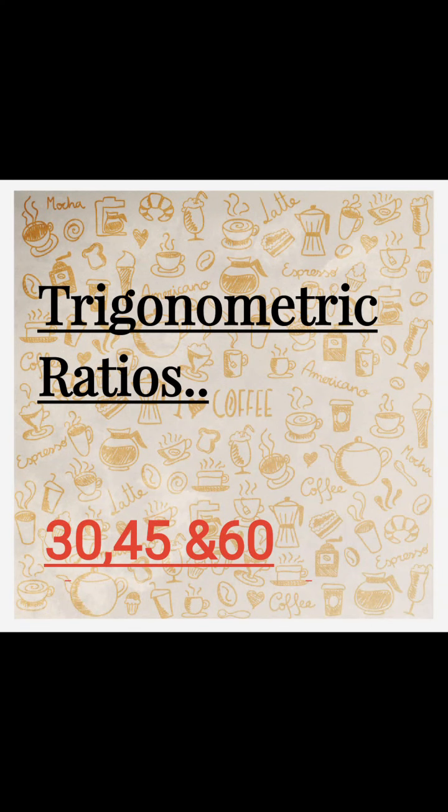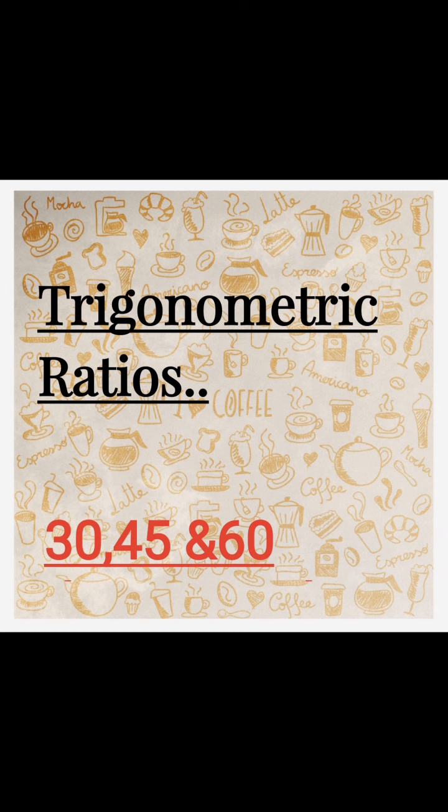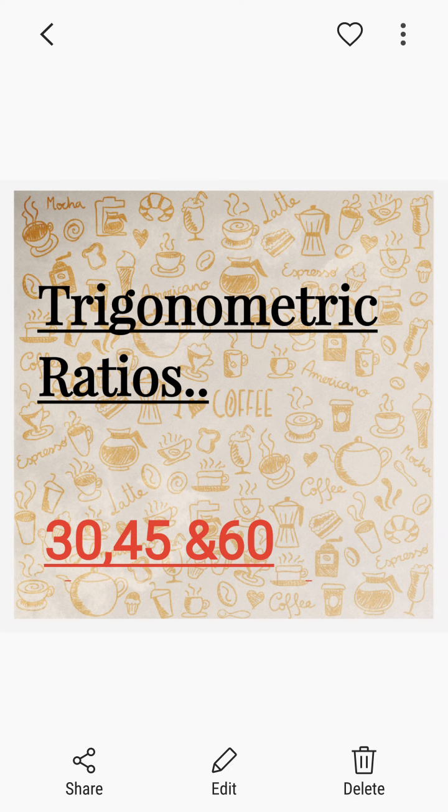Good morning, dear students. Today we are going to study the trigonometric ratios of certain angles. That means trigonometric ratios of angle 30 degree, 45 degree and 60 degree. In the last class we have studied trigonometry is a study of the relationship between the sides and angles of a triangle. Then we studied the 6 trigonometric ratios called sine, cos, tan, cosec, sec and cot.